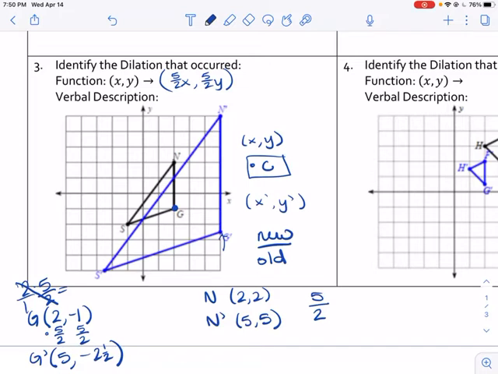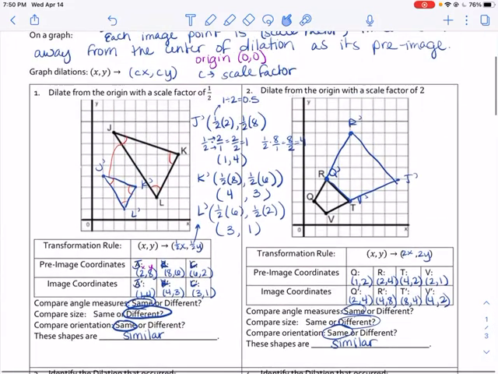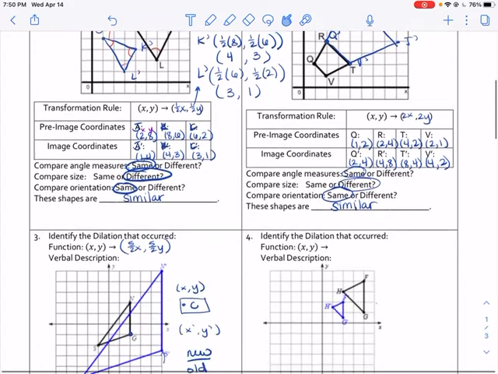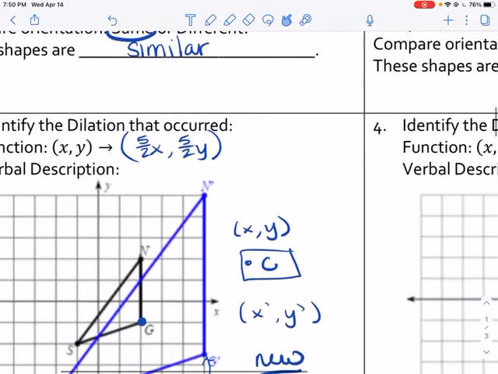Okay, so our verbal description is just going to be what it says for 1 and 2. What does it say? It says dilation from the origin with it. Okay, all of these are going to be from the origin. So we're going to say dilation with a scale factor of 5 halves.